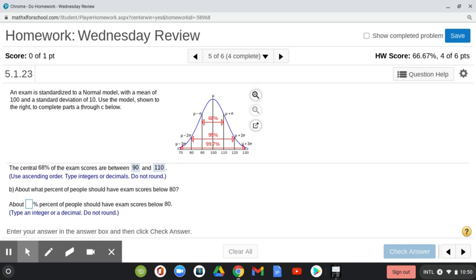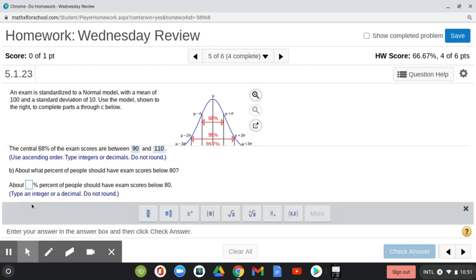And that says, what percent of the people should have exam scores below 80? So I look at 80, and it's outside of the 95%. I know it's a little tricky to read these. So this one is the 99.7, and this is 95. So you take 100 minus 95 and then cut it in half, because you have the same on either tail. So it should be 2.5%.